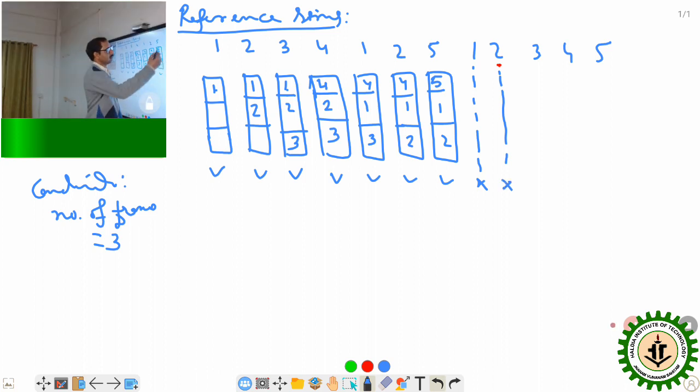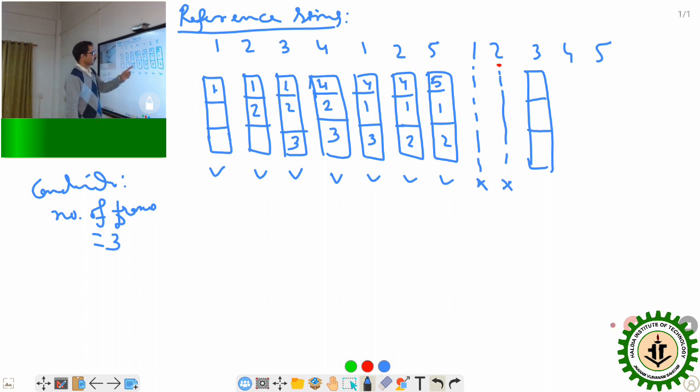Okay. Then 3, but not a single frame contains the page reference 3. So a page fault occurs. So which page among these 3 pages is the oldest one? Check 1, 2, 3, 4 is replaced by the oldest one, 1. Then 1 is replaced by the oldest one, 2, and 2 is replaced by 3. So among these 3, 4, 1, 3, 4 is the oldest one.